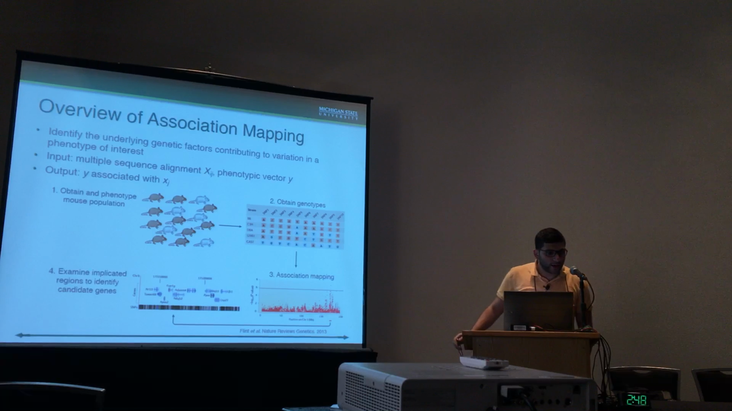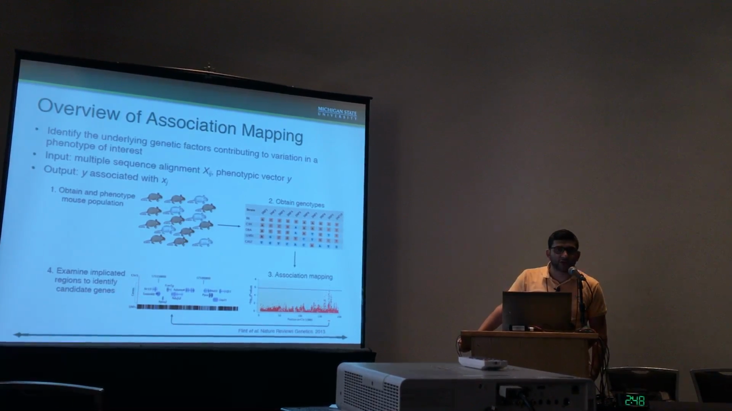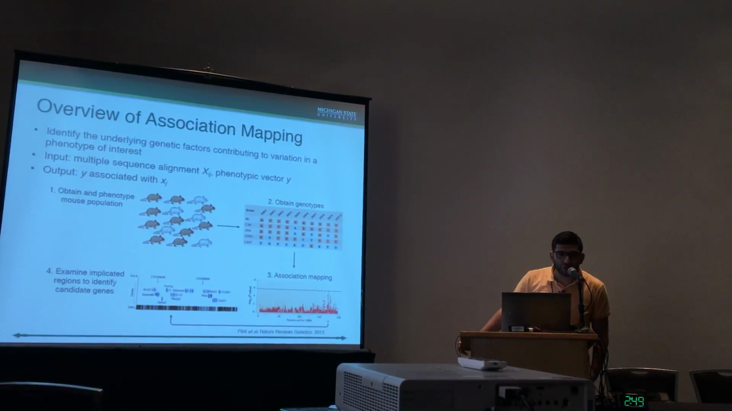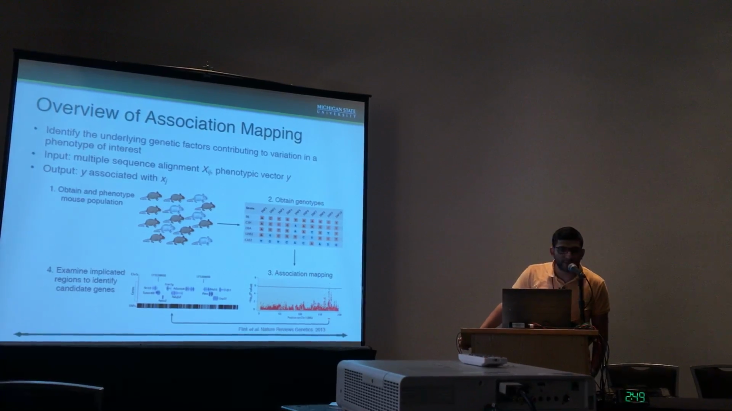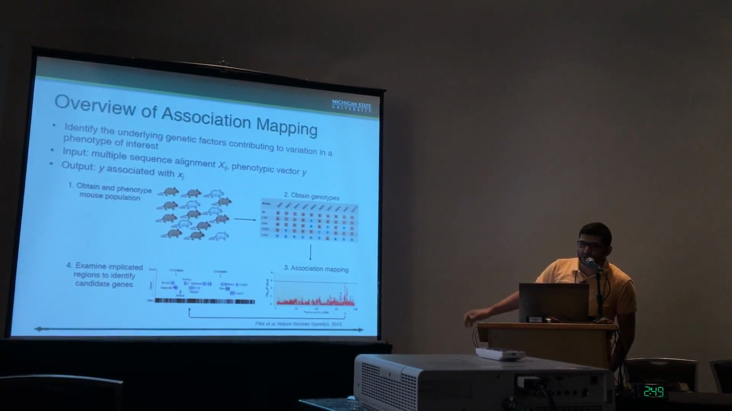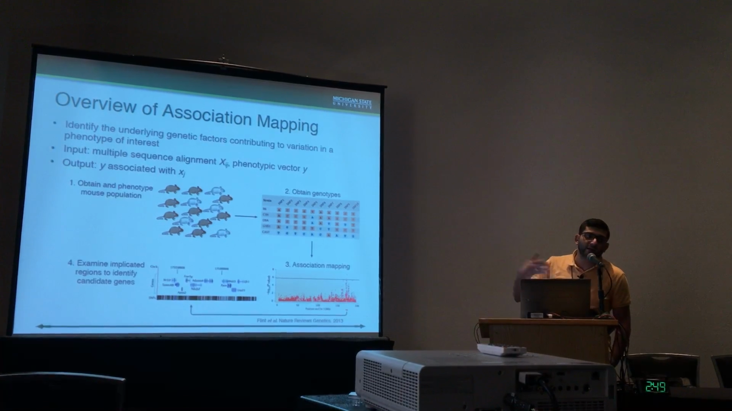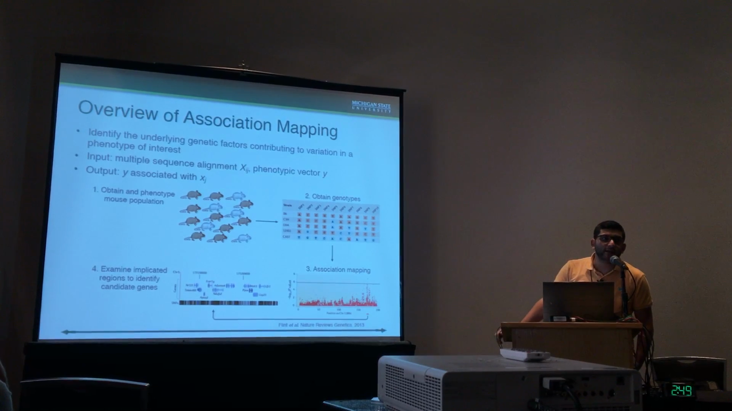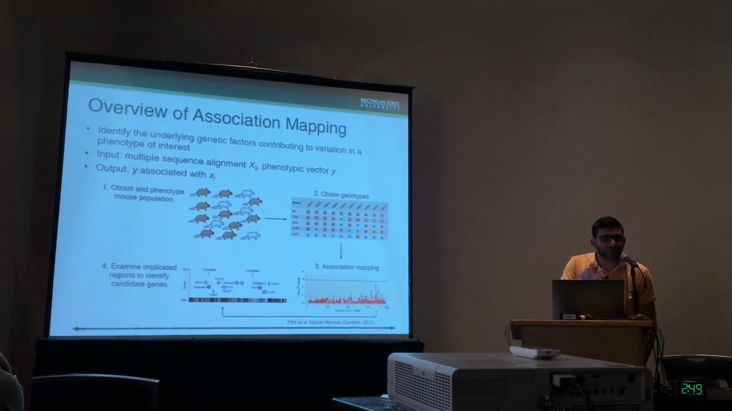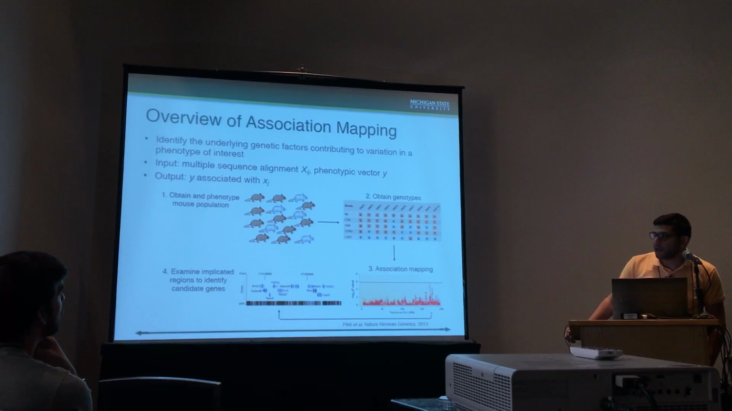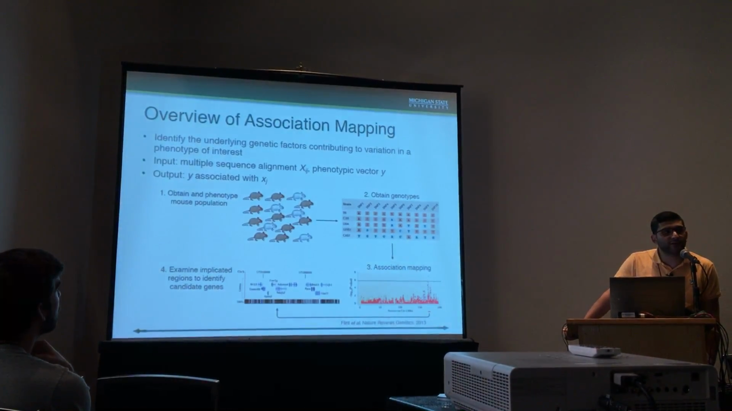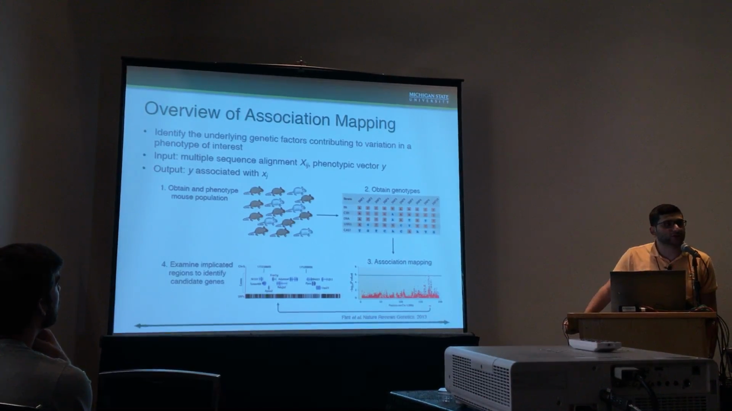Now, a typical association mapping experiment is usually conducted as follows. We first obtain and phenotype the population of samples. We then obtain the genotype, which is a multiple sequence alignment in this case. The third step is to apply the association mapping method on the data, basically to identify any possible statistical associations between genotypic and phenotypic characters. And finally, the last step is to examine the implicated regions and identify any possible candidate genes that are associated with the trait.